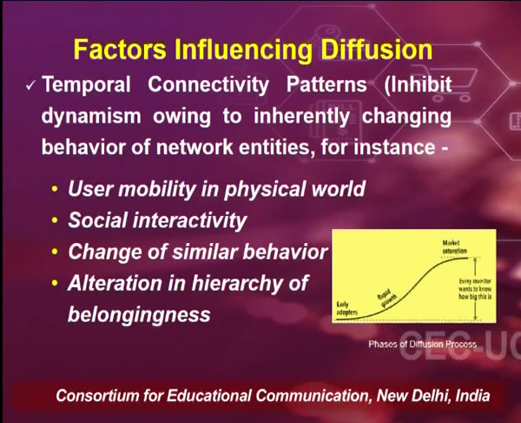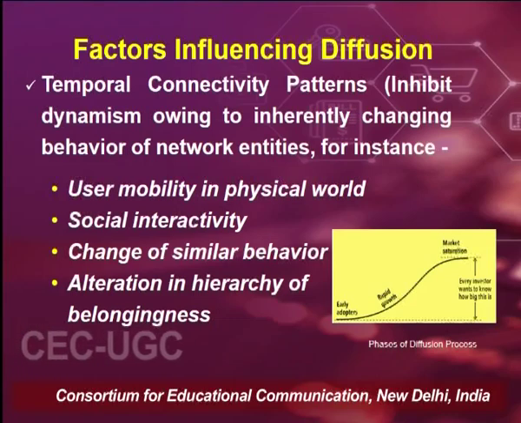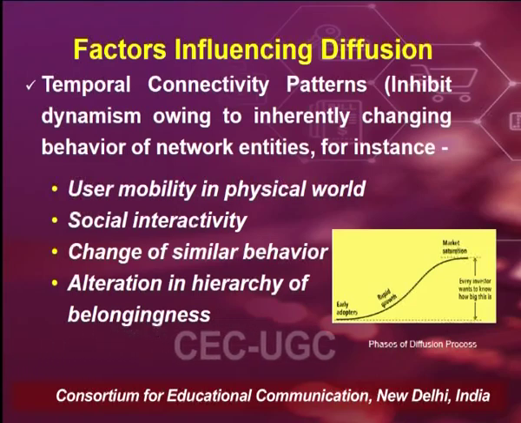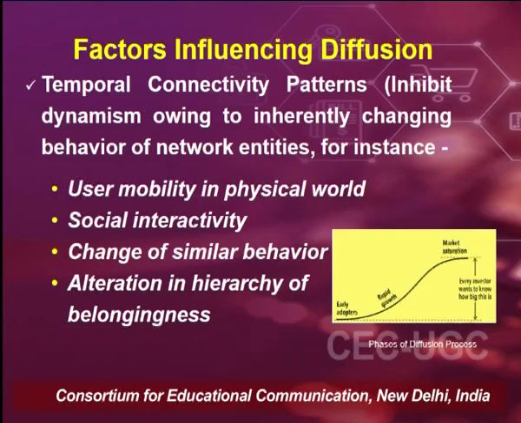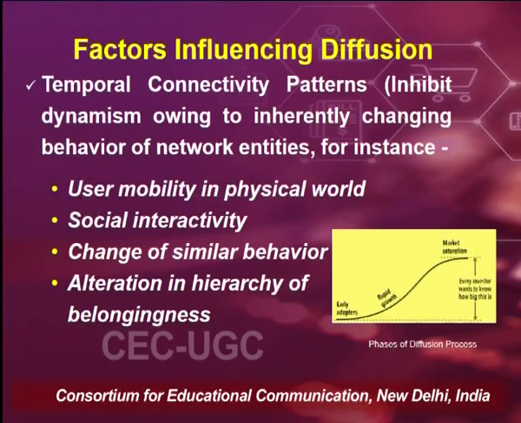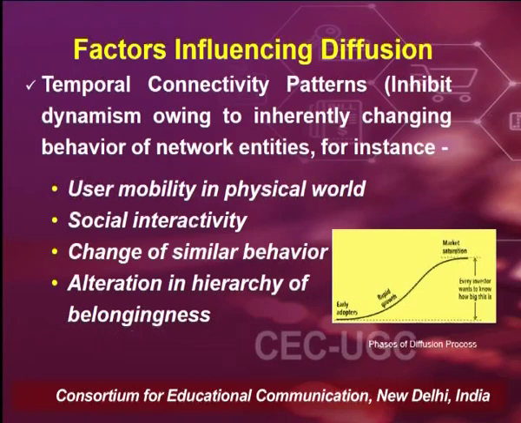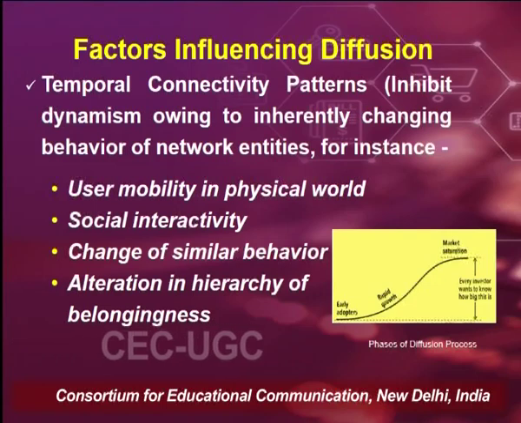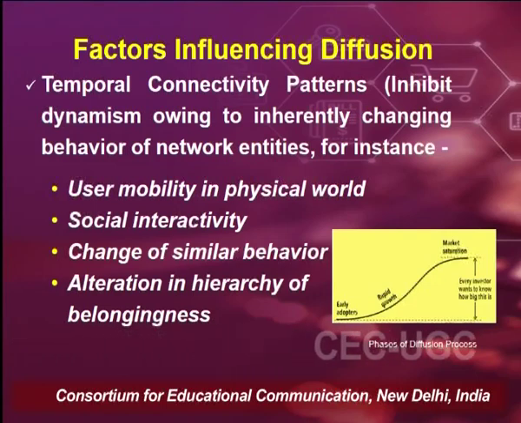The next thing is the factors influencing the diffusion process. So it could be mobility, that is, how people are moving across in the physical world. Are they moving from one nation to another, one city to another? Likewise, the information that they are going to get will be a bit different. How they are interacting in the socially connected world, that is the social interactivity, is also one important thing. Then the change of similar behavior.